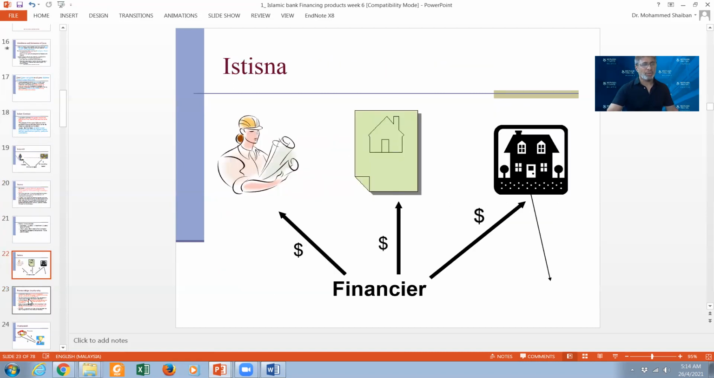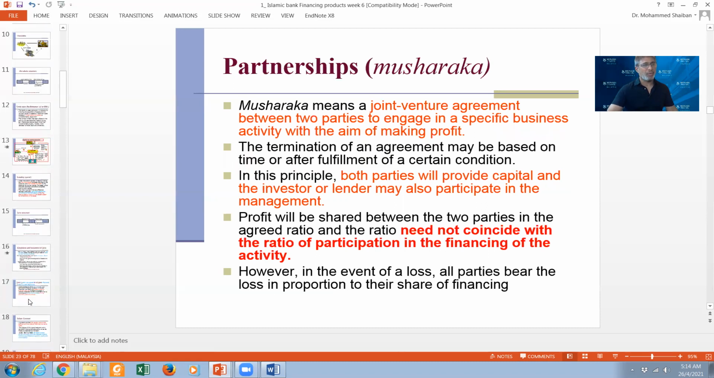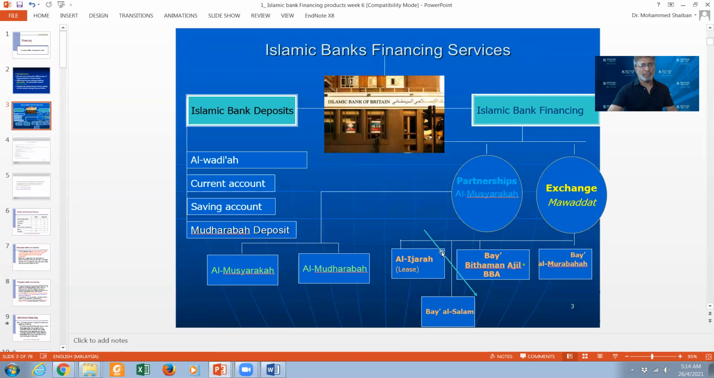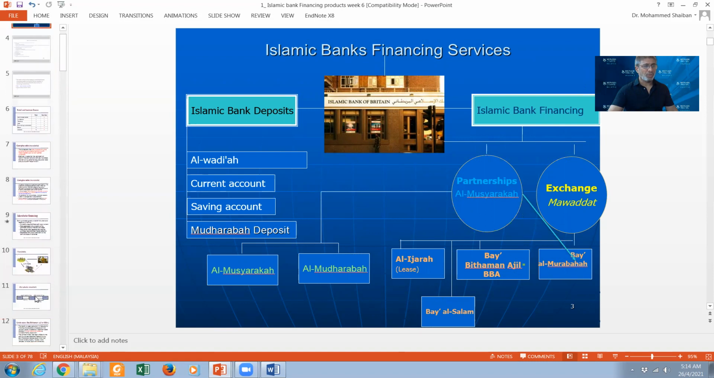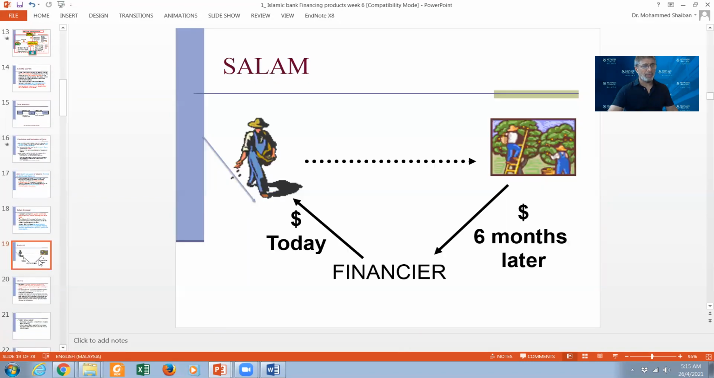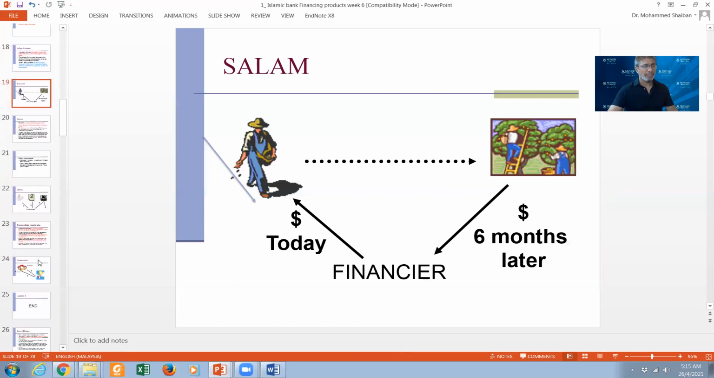This is how this now works. We are done with all those contracts, which are the exchange contracts, 1, 2, 3, 4. We talked about Salam, Ijara, Bayt Manajil, Murabaha. Now let's go to the Musharaka contracts, which is this one. This is the Salam, sorry.